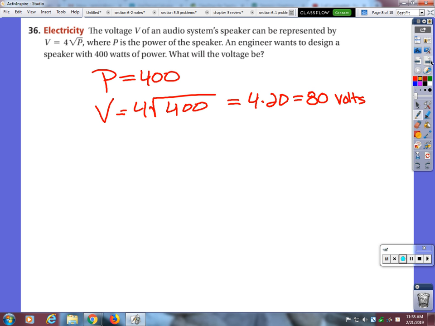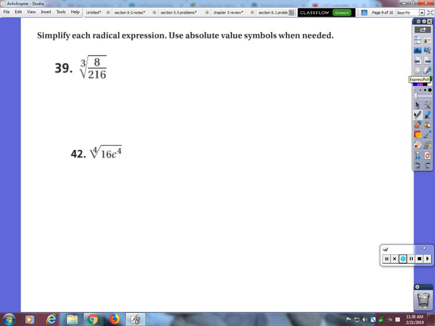39? Okay, 39. So when you're doing these things with fractions, you just do them as two individual problems. So what's the cube root of 8? 2. And what's the cube root of 216? Yeah, 6. So that would be 2 over 6, which reduces to 1/3. The other way that you could do that, no, that wouldn't work. Never mind.